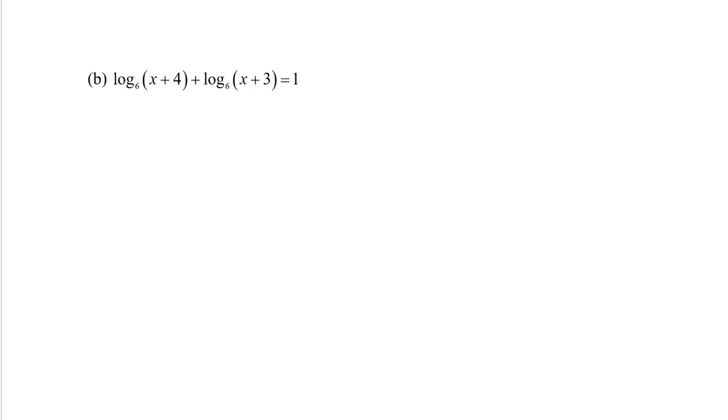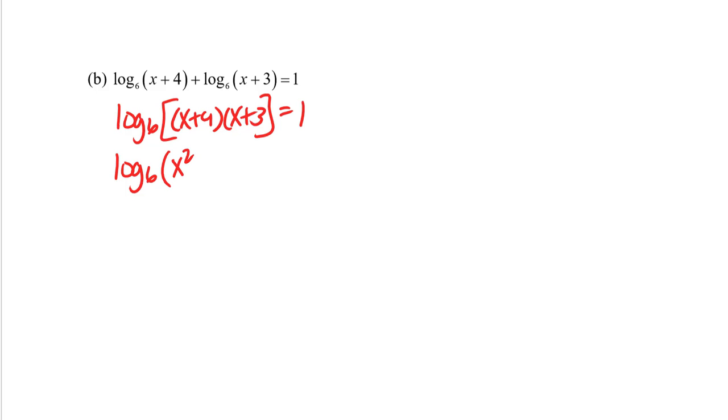Part B, log base 6 of x plus 4 plus log base 6 of x plus 3 equals 1. Now this one is different. I don't have logs on both sides. I just have logs on one side. So I can't use the one-to-one property. But what I can do is at least combine the two logs on the left together by using the product property. So that means I've got log base 6 of x plus 4 times x plus 3 is equal to 1. I can distribute and I get log base 6 of x squared plus 7x plus 12 is equal to 1.